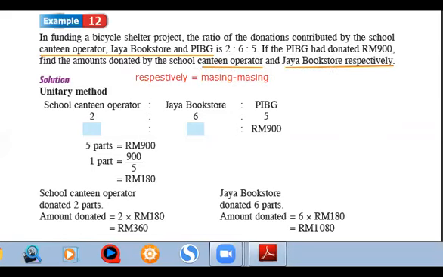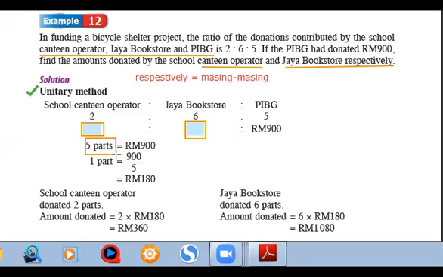So we have to calculate them separately so I can get the answer. So here they are using the unitary method. That's why I'm saying the unitary method actually is the most simple method that we have. Okay, we'll see how they arrange them. First, they arrange them, and then here is the answer that I'm trying to find. If they contribute menyumbangkan 5 bahagian, 5 parts, which is 900 ringgit, so how many ringgit if they contribute 6 parts and 2 parts?